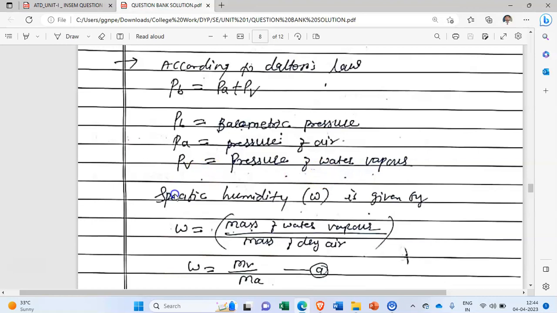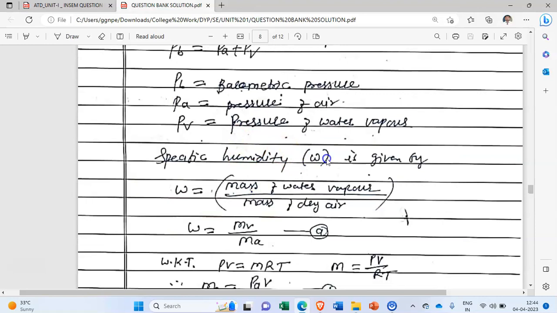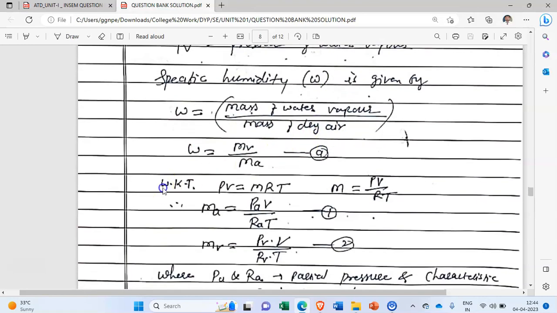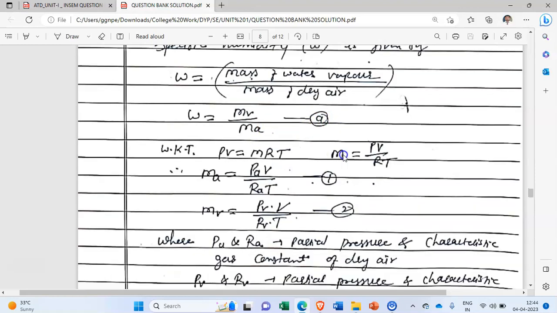Okay. Now we know that specific humidity W is given by W is equal to mass of water vapor upon mass of dry air, right? So that can be written as W is equal to mV, that is mass of water vapor, upon Ma, the mass of dry air. Let us consider this as equation number A.